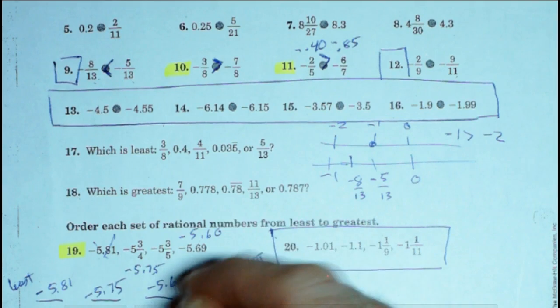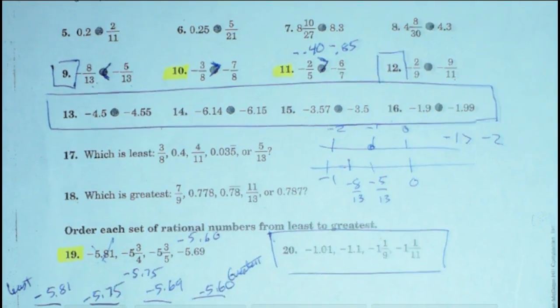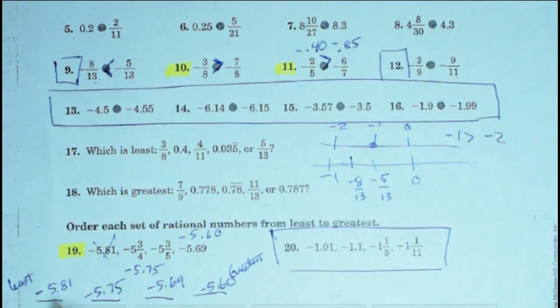Sorry, I didn't wear my glasses. So let's just check to make sure these make sense. We have negative 5.81, negative 5.75, negative 5.69, negative 5.6, and then 0 is going to come, right? That we have them in the right direction. They're counting down as they get closer to 0.